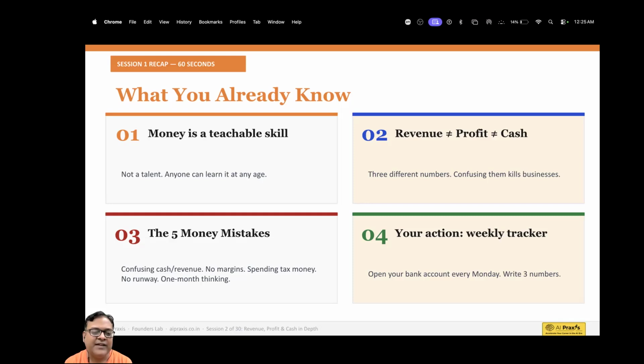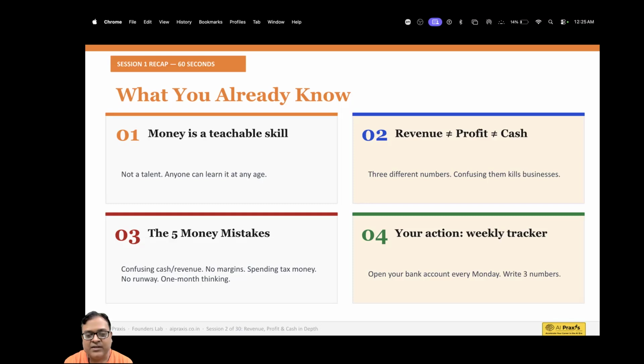The next one, the 5 money mistakes. So never get confused between cash and revenue. We saw about having no margins, right? Obviously, because you'll always get stuck. Spending tax money, that was also another problem. There's no runway, that was also another problem. And one more thinking mistake, right?